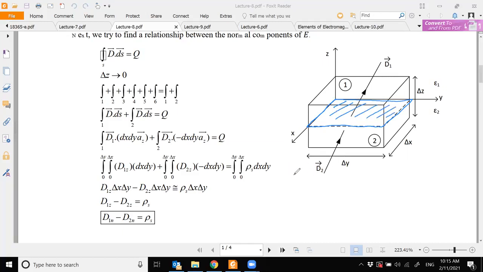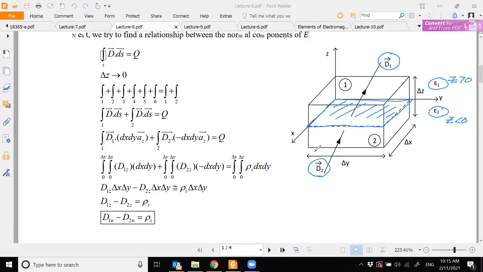Now I have an electric field in this region. This is my region epsilon2, which is Z less than 0, and Z greater than 0 is my region 1, epsilon 1. And here I have an electric field. Instead of field, I am using electric flux density, D2 here, and electric flux density, D1 here.